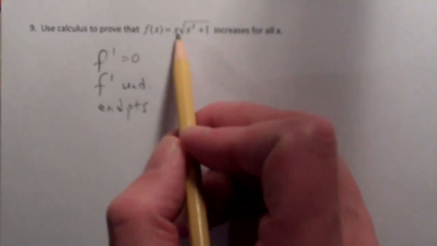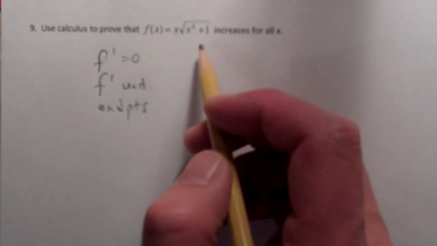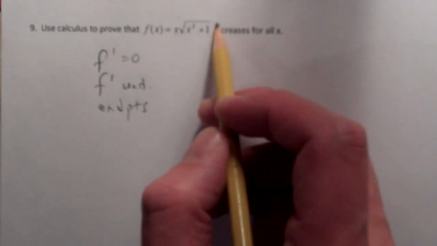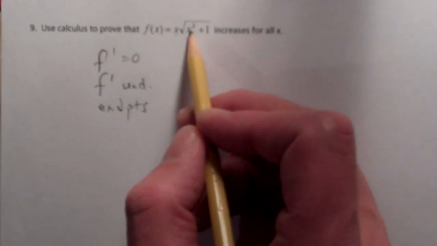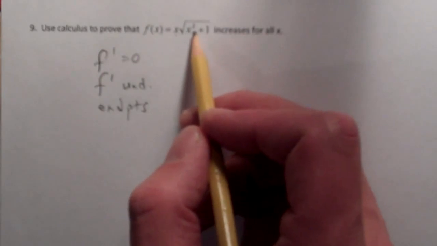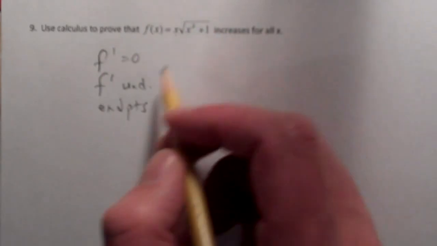Endpoints aren't particularly useful here because this function will be defined no matter what x value you put in. You'll be able to get a legitimate y value back. It's a little freaky with that square root. Well, what if I get a negative in the square root? You won't, because you're squaring it, which turns whatever x value you stick in there into a positive result anyway. So let's figure out what f prime is.